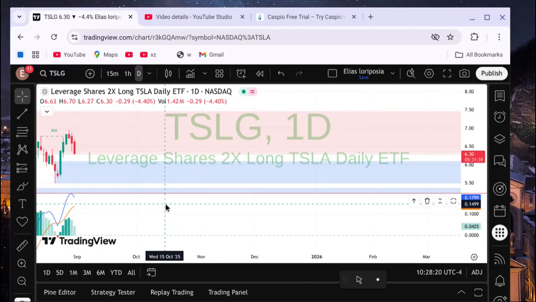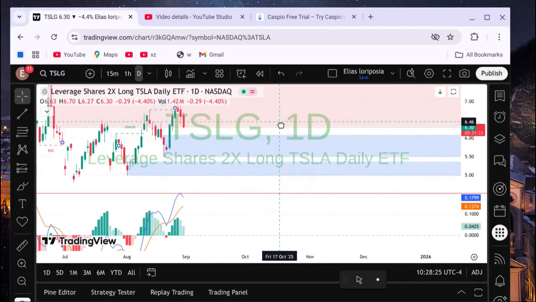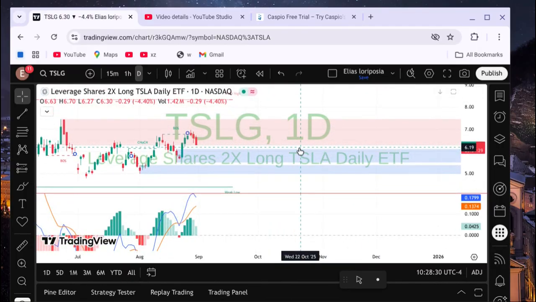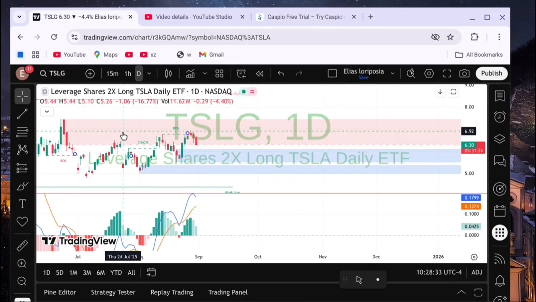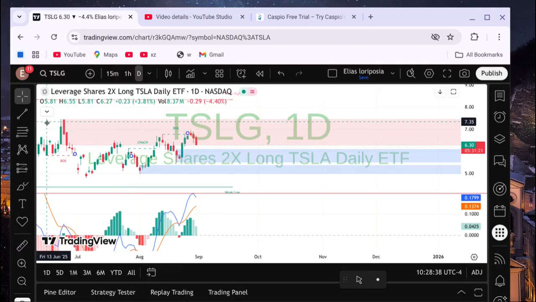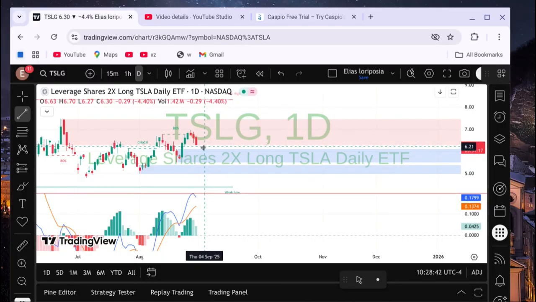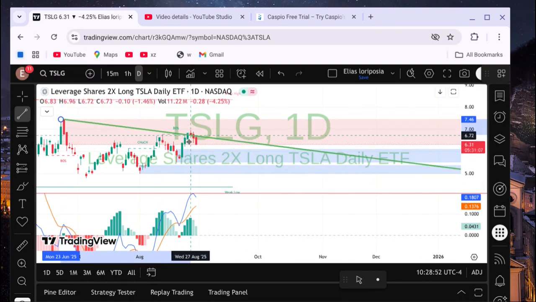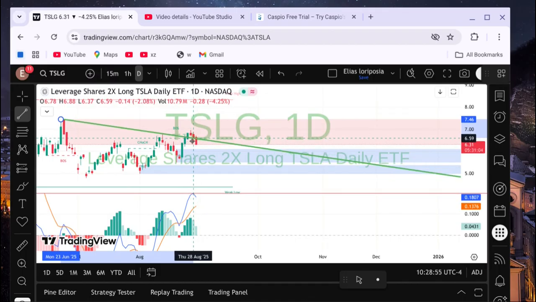Because I know very well it's going to double. If Tesla is going to hit $1,000, this one is going to be around $60. So if Tesla goes 300%, this one is going to 600%, six times, to around $40. Guys, I don't have much to say. This is the ETF you should buy.